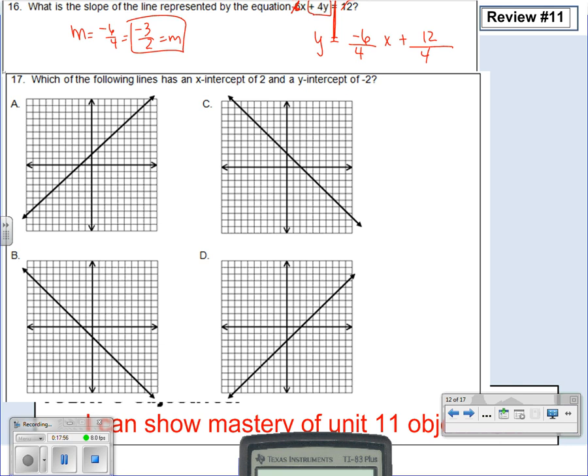17. Which of the following lines has an x-intercept of 2 and a y-intercept of -2? So x-intercept is where it crosses the x-axis. On A, x-intercept of 2, that line is not touching that. B or C, x-intercept is 2, so x-intercept works. B, x-intercept of 2 does not work. D, x-intercept at 2, it does work. So now my choices are down to C and D. Y-intercept of -2, on C, y-intercept of -2, that is not on the line. D, y-intercept of -2, this one is on that line, and so the correct answer is D.